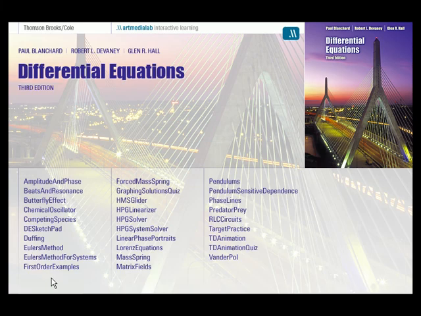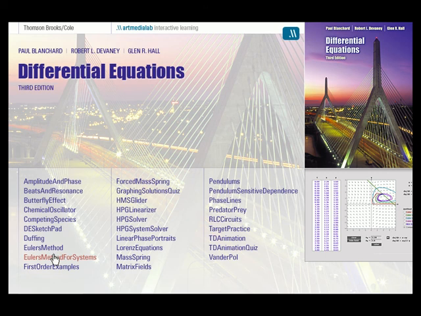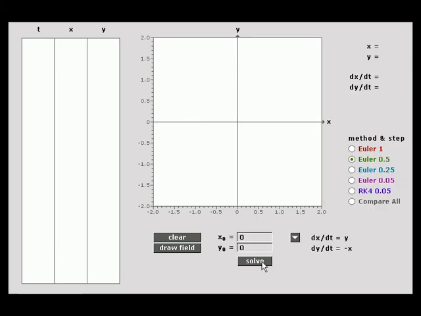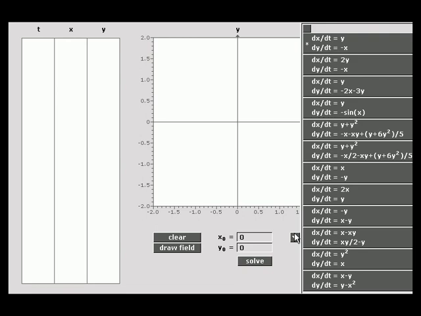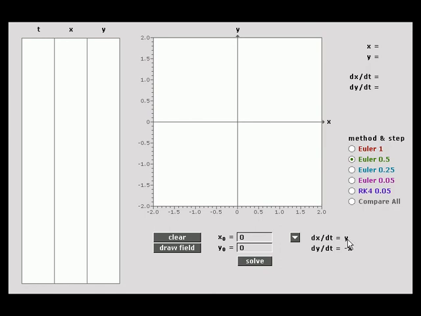Now let's solve the same problem using DE tools. We use the Euler's method for systems app. And there's a menu of different systems. The first one happens to be exactly what we're solving here: x prime equals y, y prime equals minus x. We're going to start at x equals 1, y equals 0.